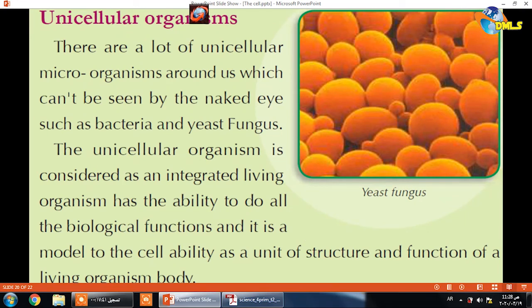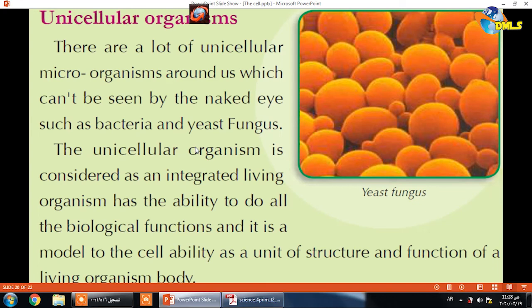So, we have another type of living organism called unicellular organism, which means an organism whose whole body is composed of one cell. Is that possible? Yes, it is, because we have some bacteria or fungus which consist of one cell. It's a microorganism. We can't see it with our eyes, but we can see it under a microscope in the laboratory, such as yeast, fungus, or bacteria.